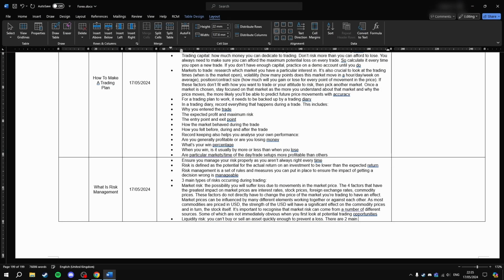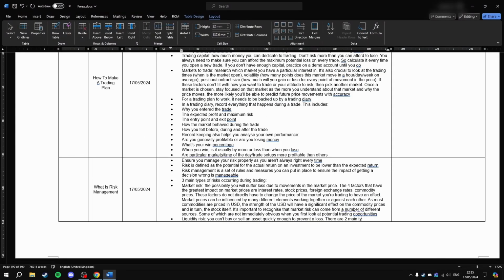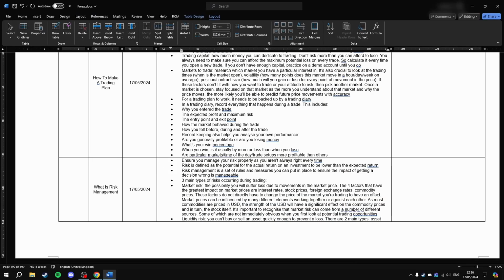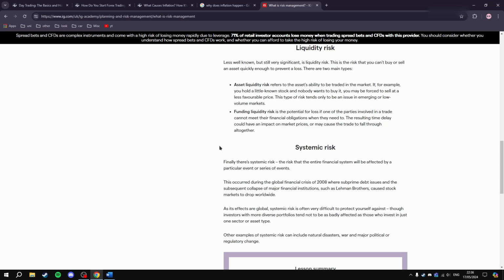There are two main types. Asset liquidity risk refers to the asset's ability to be traded in the markets. If, for example, you hold a little known stock and nobody wants to buy it, you may be forced to sell at a less favorable price. This type of risk tends to only be an issue in emerging or low volume markets.